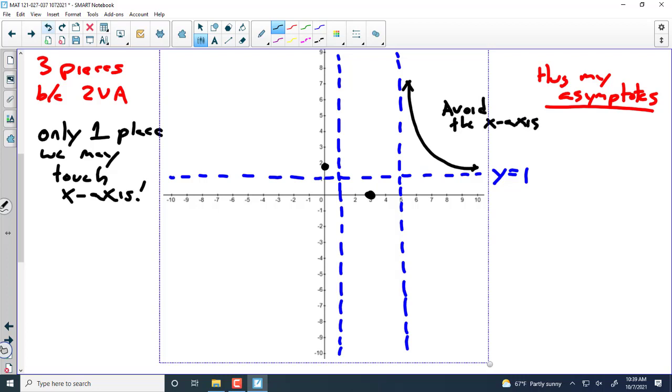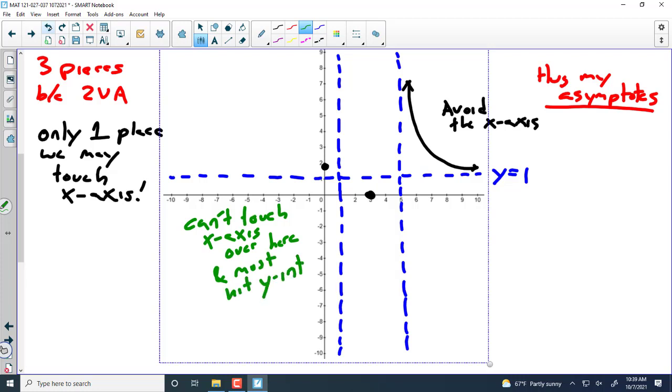Over on the far left side, there's actually two reasons that we do it up top. One of them is we can't touch the x-axis over here, and we must hit the y-intercept. So not only can I not put it down here because that would hit the x-axis, but I got to put it up here so I can go through my y-intercept that I know I have. So therefore, I draw another piece of the graph up here, hitting that y-intercept right there.